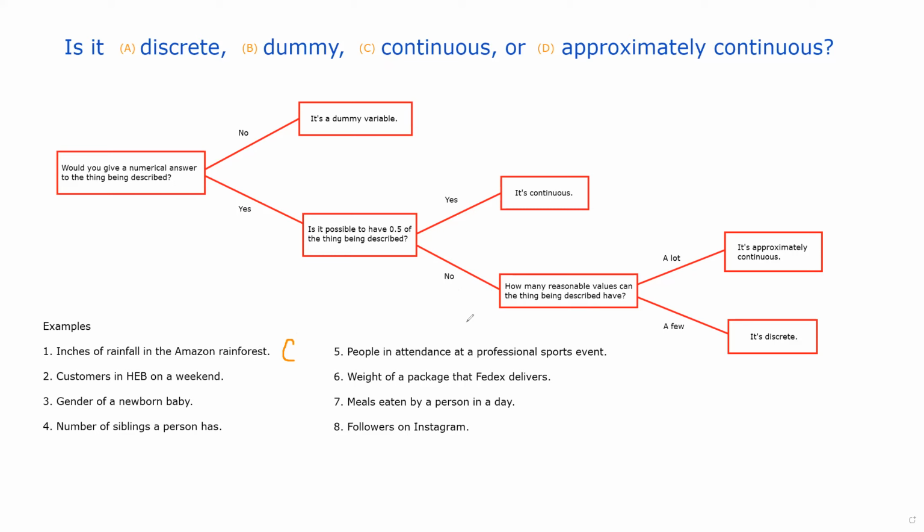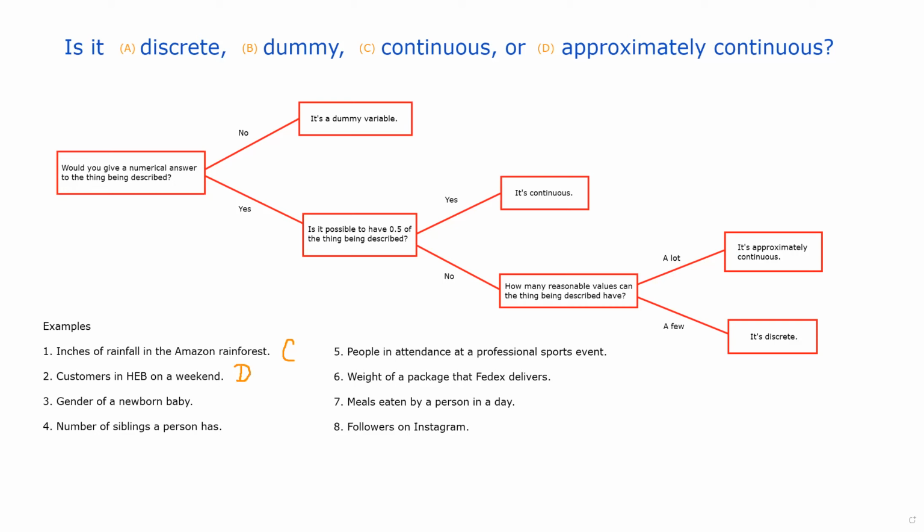How many reasonable values can a thing being described have? Well, customers on an HEB weekend, that could be a lot of people, right? When I think about HEB, it's a grocery store, right? It's got probably a lot of people in it on a given day. But we're talking about a weekend, we're probably talking about hundreds, maybe even thousands of customers, right? So this is probably a lot of different values that this can take on. And for that reason, it's approximately continuous. We're going to give this guy D.